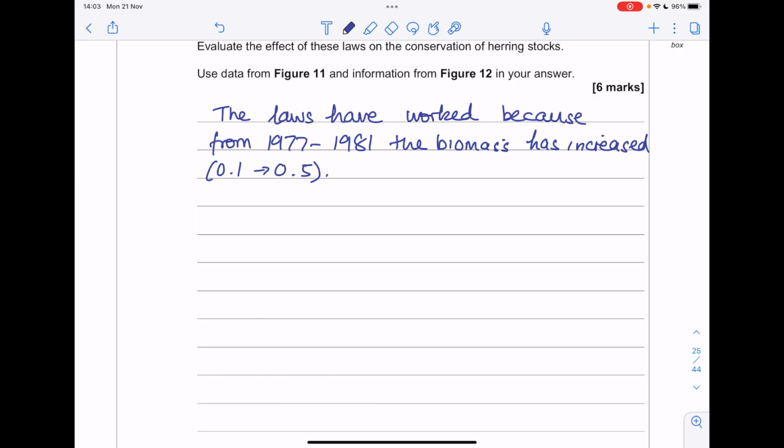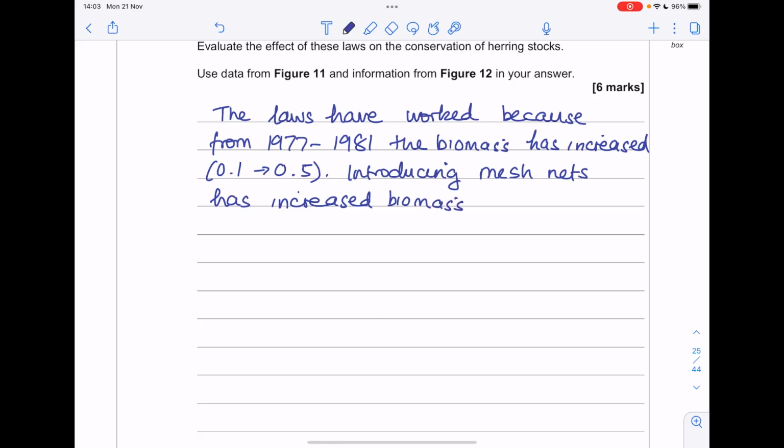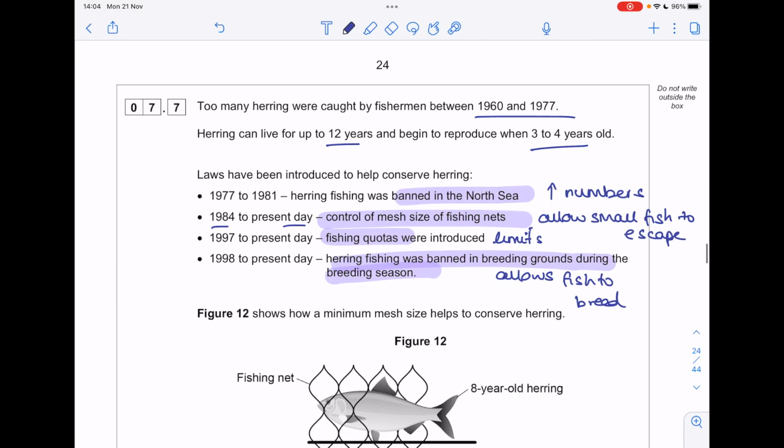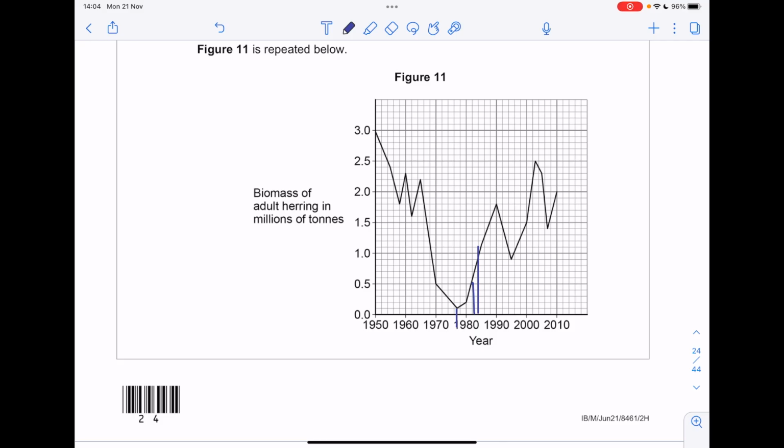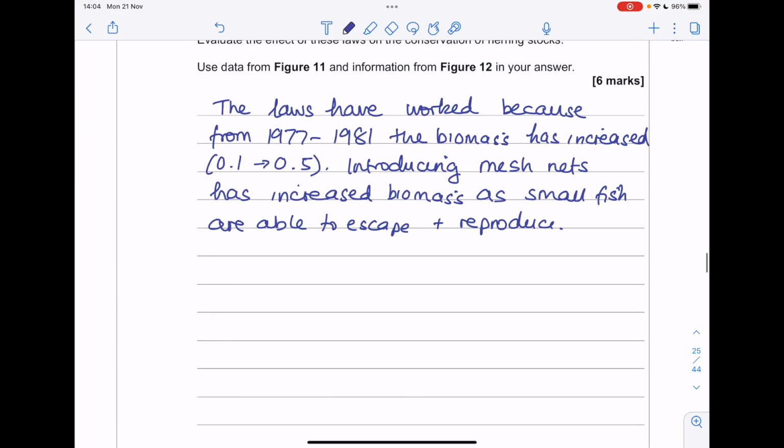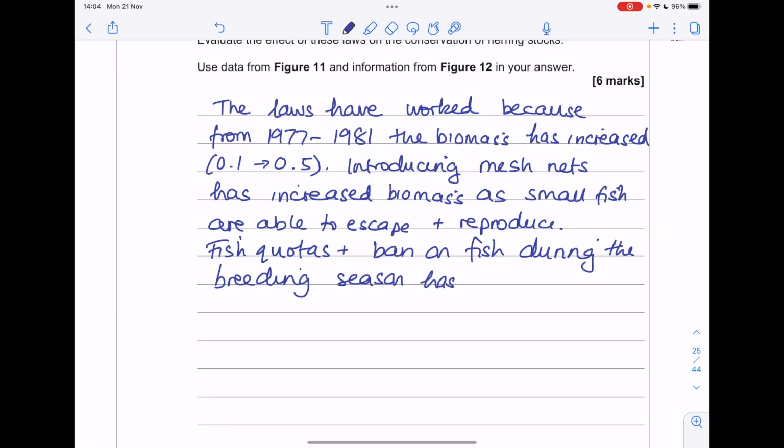So introducing mesh nets has increased biomass, as small fish are able to escape and reproduce. And then this whole, from 1997, 1998, fish quotas and herring fishing being banned during the breeding season. Again, we can see that increase. So fish quotas and ban on fishing during the breeding season has also increased herring biomass.